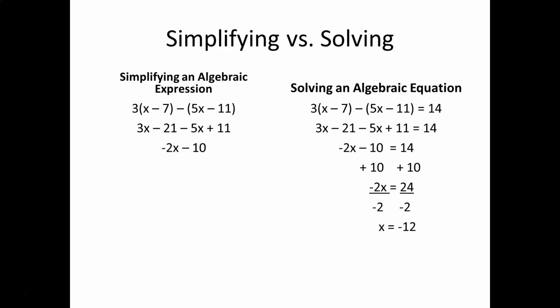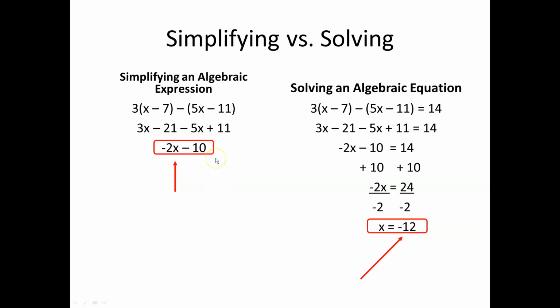So first, let's look at the difference between simplifying versus solving. When we are told to simplify, what is it going to look like? When we're told to solve, what is it going to look like? The first thing you should notice is there's no equal sign over here. When there is no equal sign, you cannot solve it. This will be your answer. When you have an equal sign, you have to solve it. This is what your answer will look like.